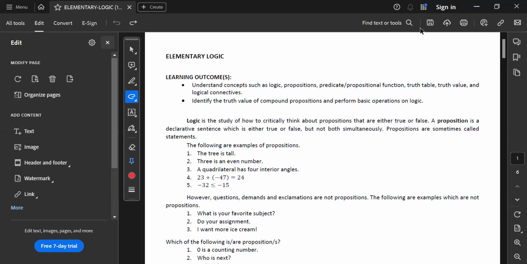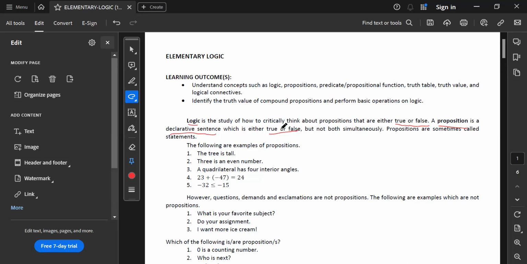So good morning, everyone. Today we will discuss lesson 4, elementary logic. When you say logic, it is the study of how we think, whether a proposition is either true or false. A proposition is the basic thing that we need to have when it comes to logic. When you say proposition, these are declarative sentences that are either true or false.